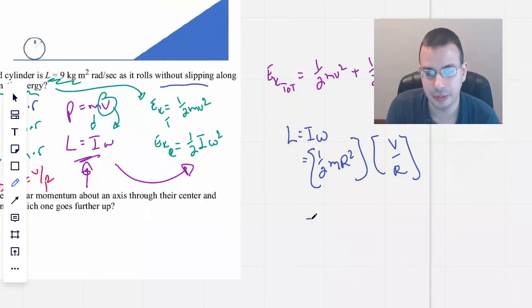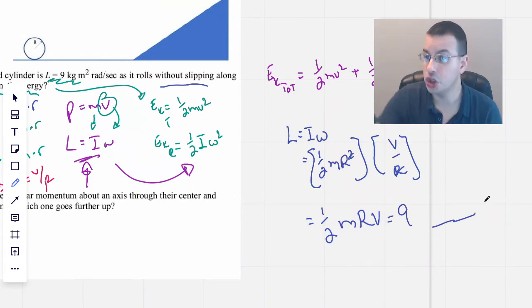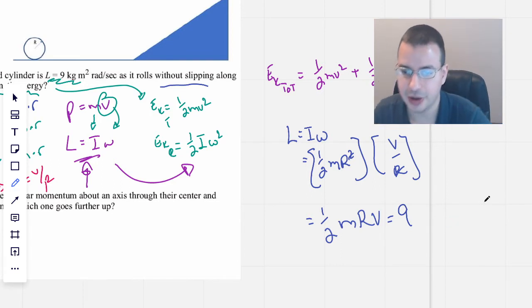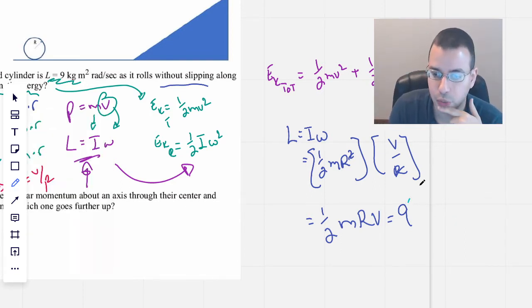Therefore, angular momentum will be 1/2, one of the r's cancels, mrv. And we know that equals 9, in units of such. Okay, so now we got that done. When we look at this, we know what 9 is, that's just a number. We know what r is, that's a radius, we know what the mass is, and 1/2 is 1/2. So we can actually find out what the velocity is.